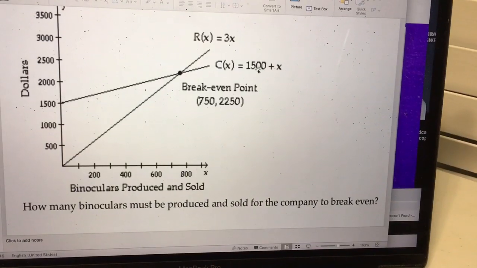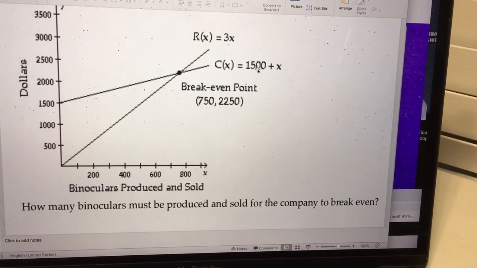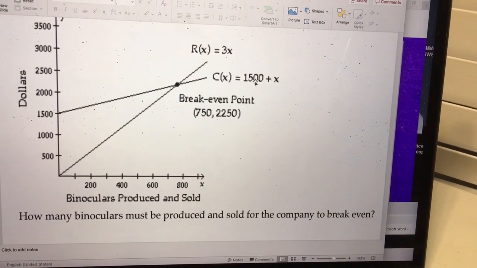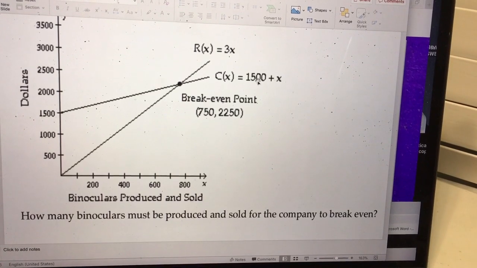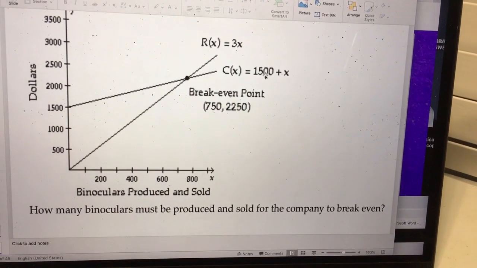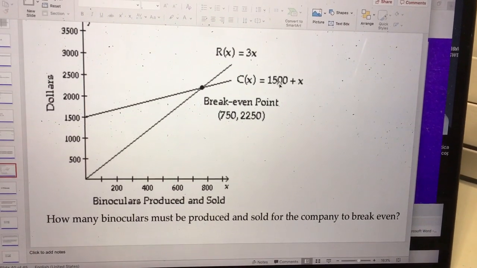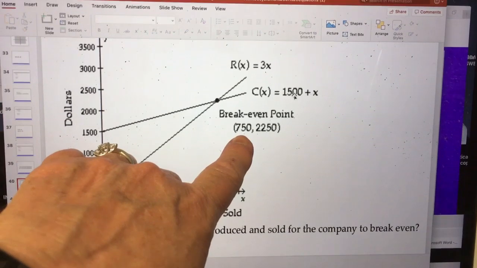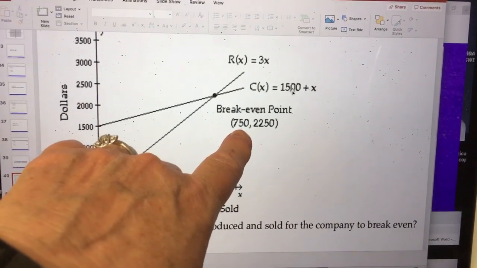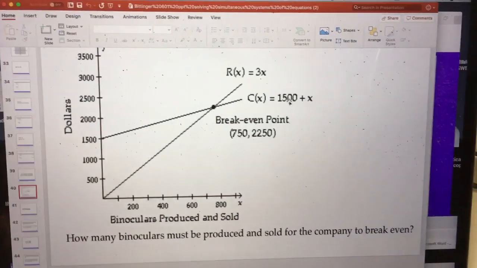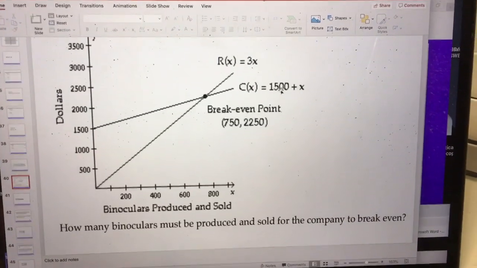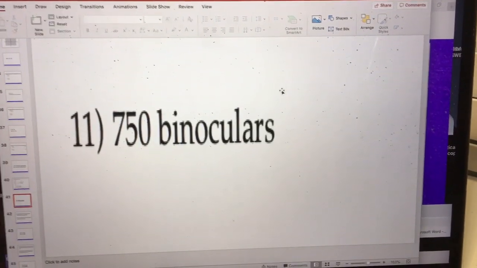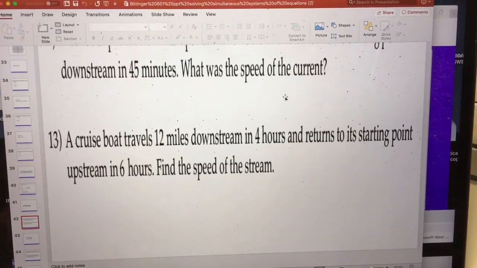So the question was, how many binoculars must be produced and sold for the company to break even? And they had the answer on the screen. We didn't even have to do any work. But the break-even point is here. We just figured it out. And so they have to sell 750 binoculars to do that. And that is the answer. Okay, so let's see what the next one is.